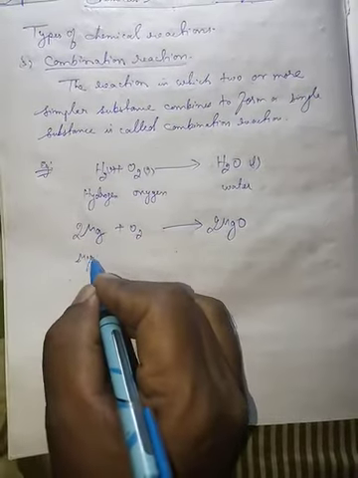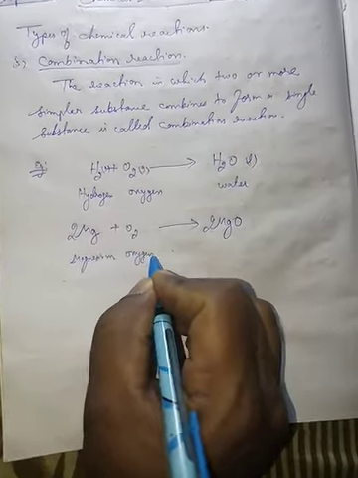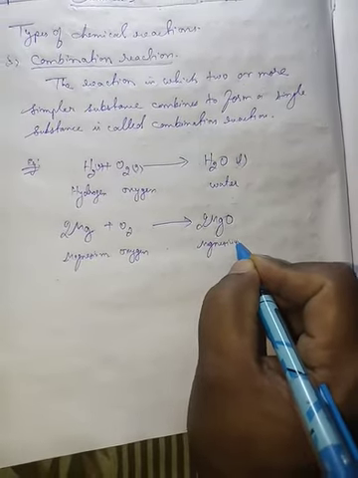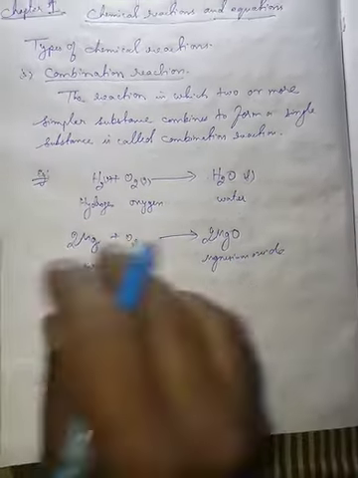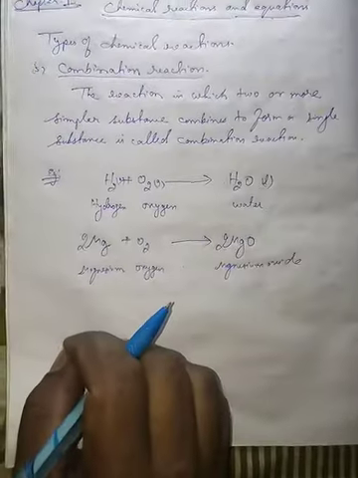So magnesium reacts with oxygen to form magnesium oxide. This is also a combination reaction. Here two substances combine to form a single substance.